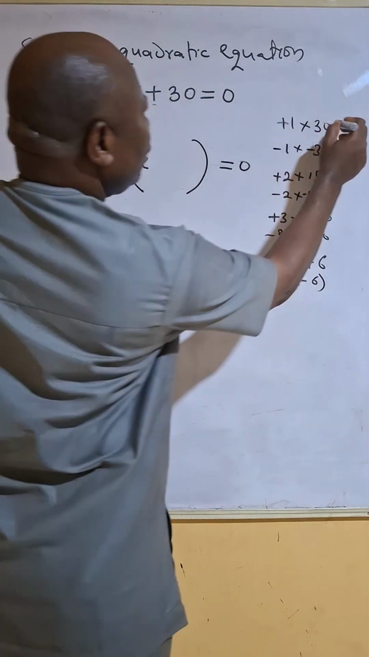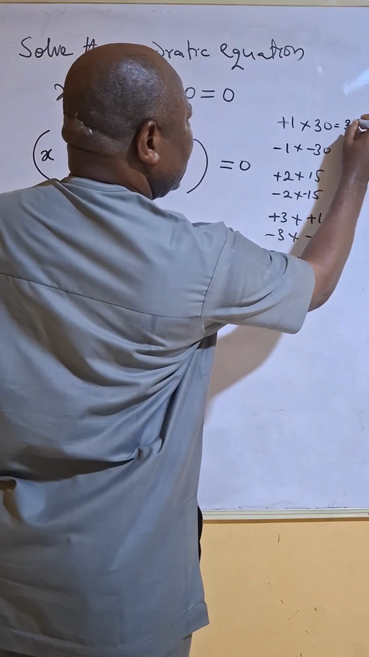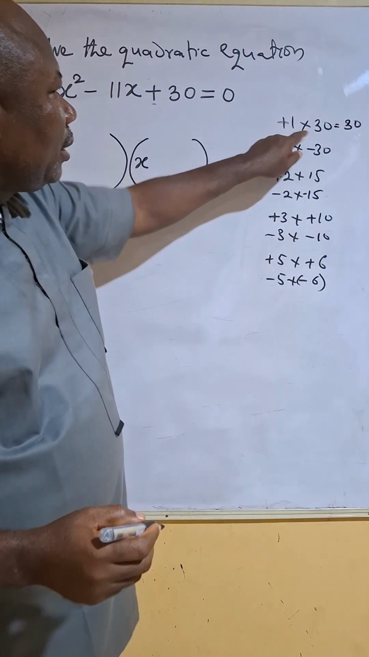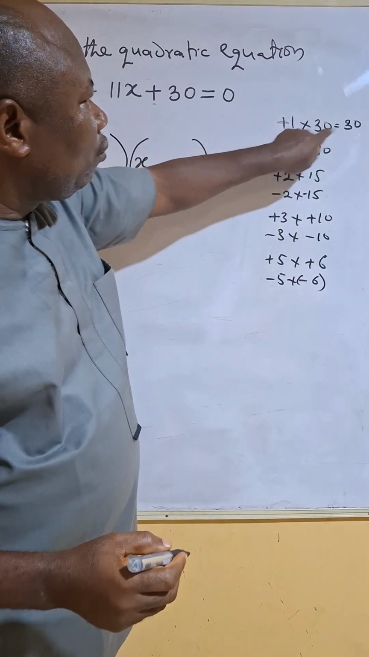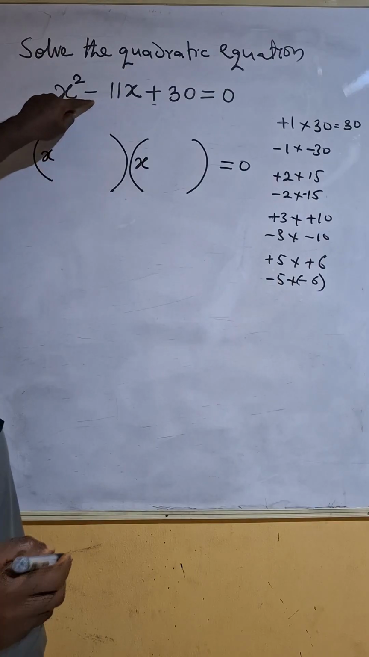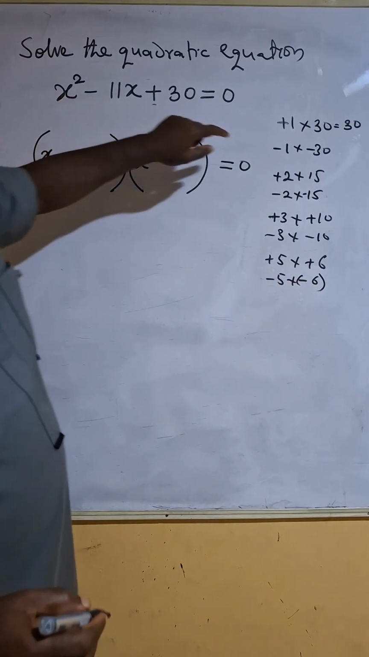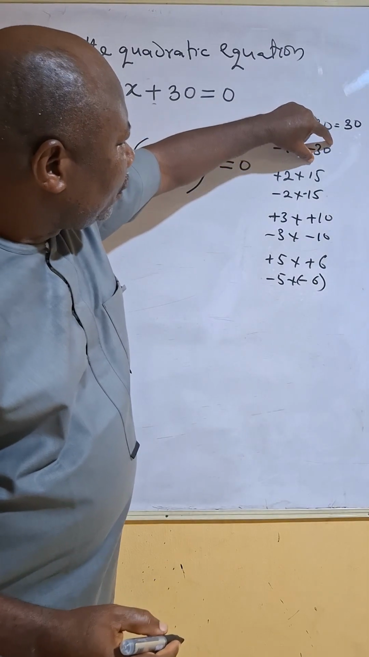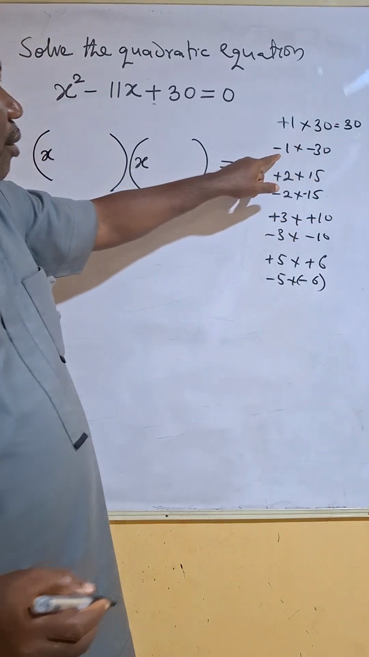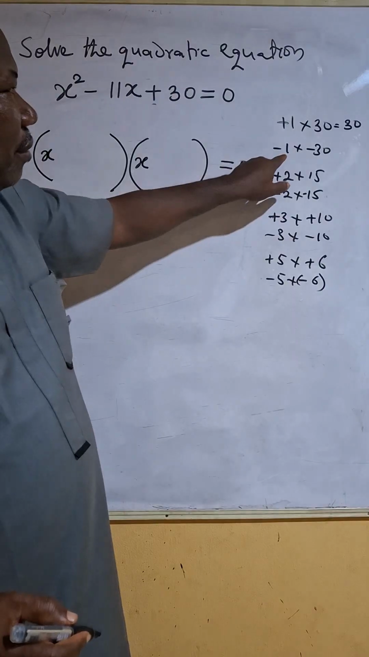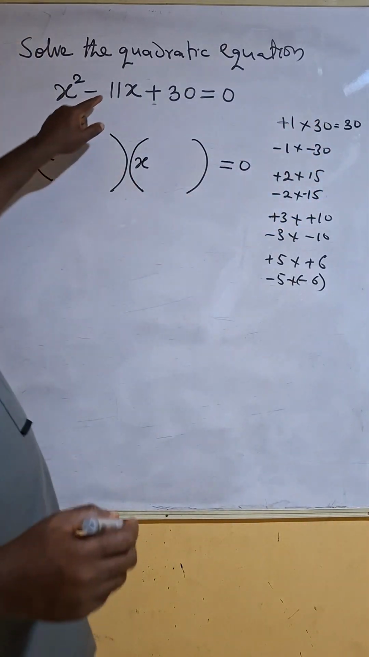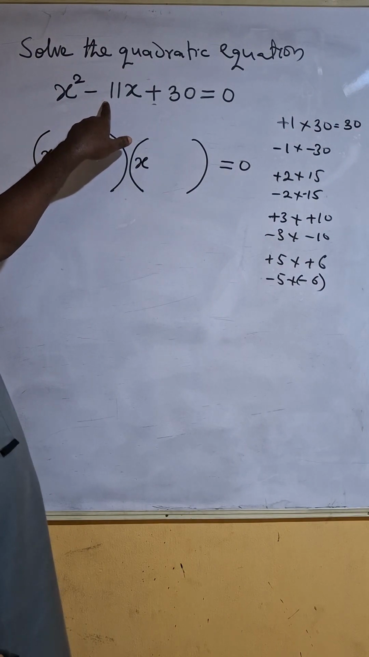This one will give us 30, quite alright. But if you add the two together, what will you get? 1 plus 30 will give us 31, and this one is not 31, it is minus 11. This is minus 1 times minus 30. This one will give you 30, quite alright, but by the time you add it together, minus 1 minus 30 will give you minus 31. So we are not yet there.